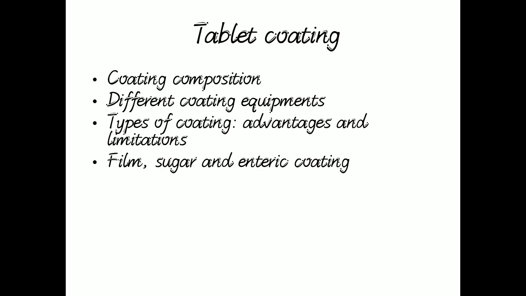And in case of your sugar coating, the different steps are also very much important from exam point of view, GPAT point of view, because the different steps have to be followed for sugar coating. The basic steps are sealing, subcoating, syruping or smoothing, that is also called smoothing, finishing and polishing.